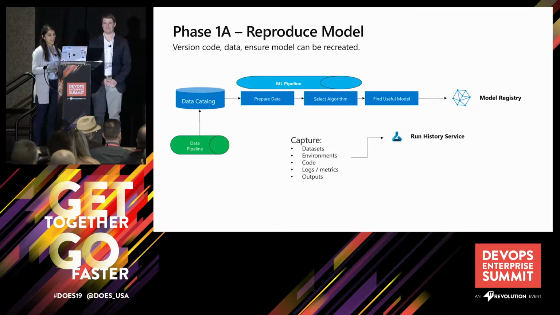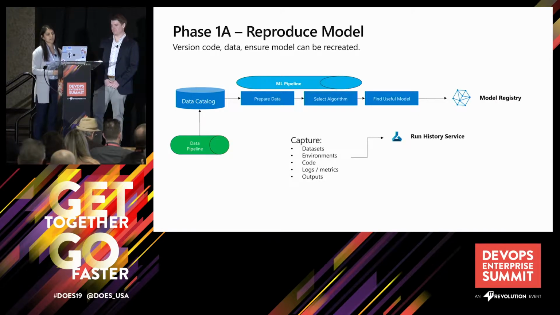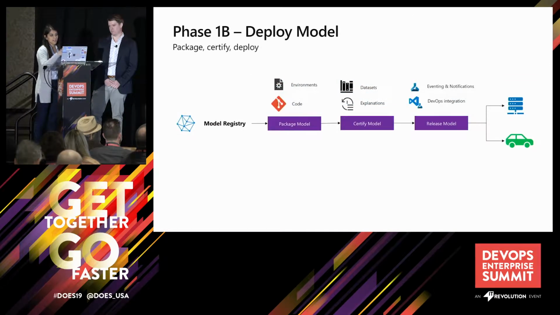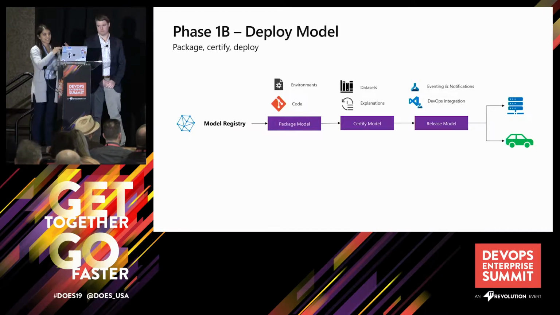Exactly. So you need to be able to capture all these pieces that we talked about: data sets, the environment that you're actually working in, the code that you're creating, and then all the metrics that come along with creating that model. So now, all right, the next phase is let's just get this model running somewhere so you're actually getting value from it.